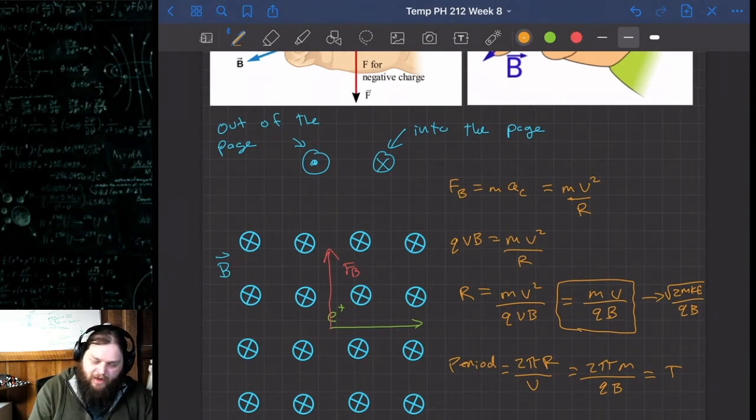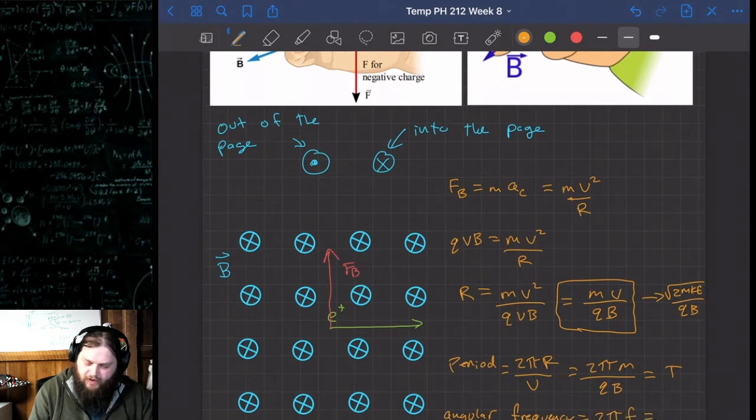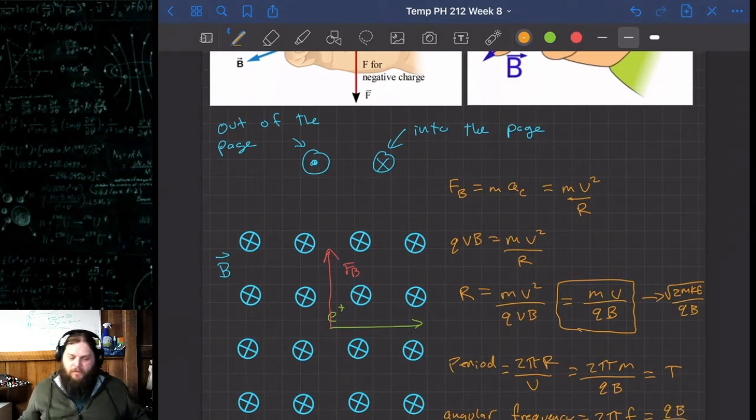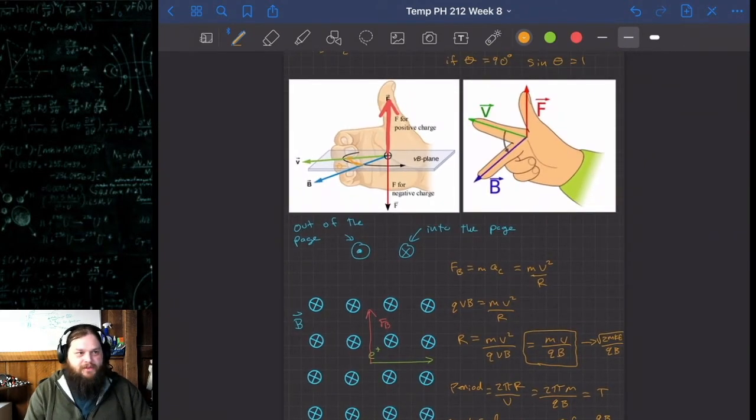So, to do angular frequency, omega would equal 2 pi F, which is going to be equal to QB over M. All I did is substitute in my T there, put in 1 over T, and the 2 pi's end up canceling each other out. So we end up with QB just over the M. Now we can use these to solve some problems. It's just some basic relationships we had between the magnetic force on a charged particle with velocity and centrifugal force like we had before.